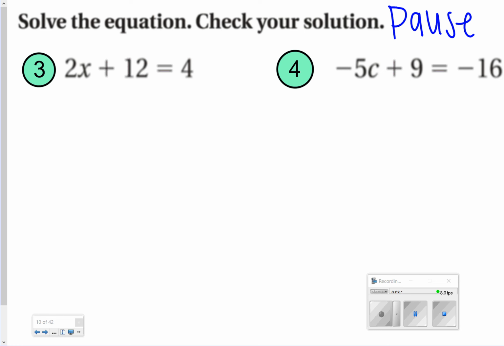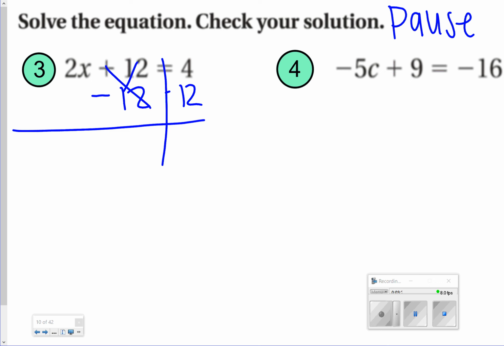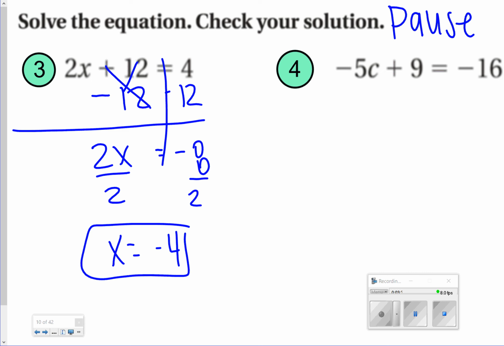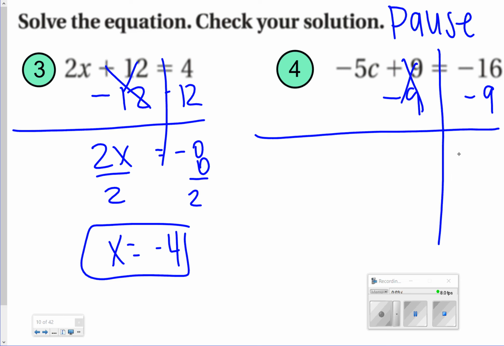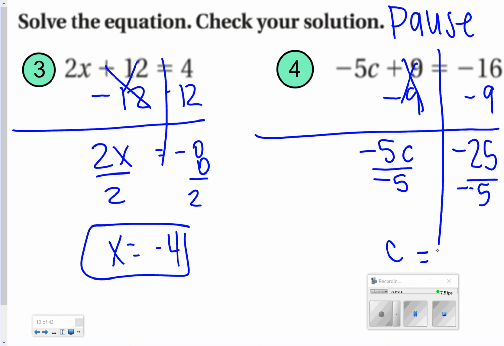Alright, so for number 3, we're going to subtract 12 from both sides first. These 12s cancel out. 4 minus 12 is negative 8. And then we have 2x is equal to negative 8. I'm going to divide both sides by 2. X is equal to negative 4. Over here, I'm going to subtract 9 from both sides. These cancel out. I have negative 25 on the right side, and then still negative 5c on the left. Dividing both sides by negative 5, c is equal to positive 5.